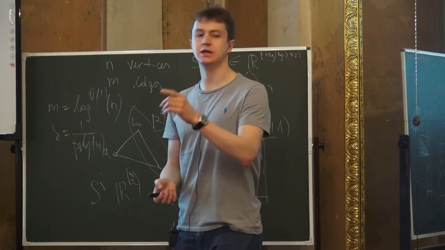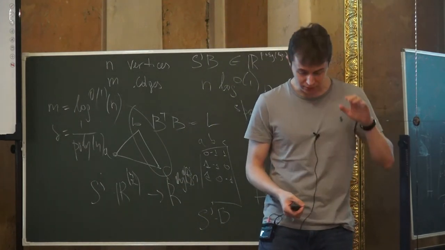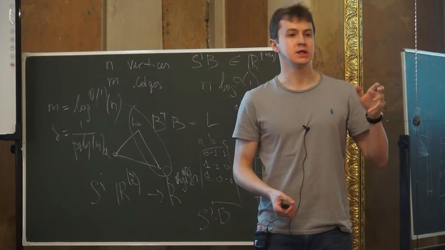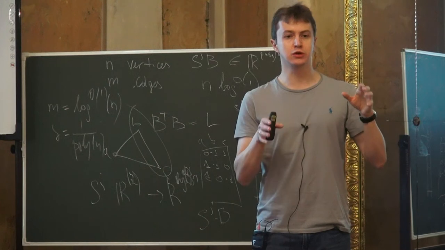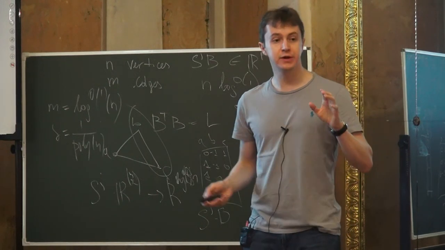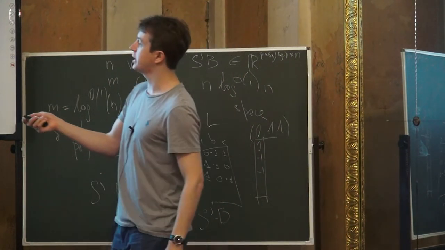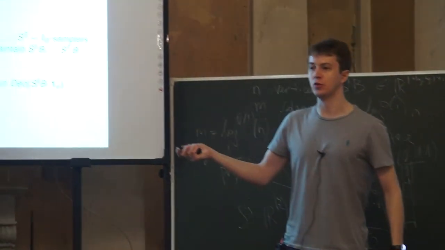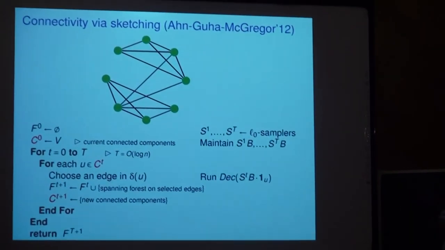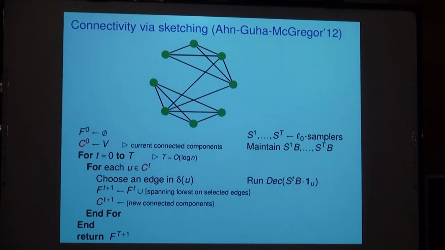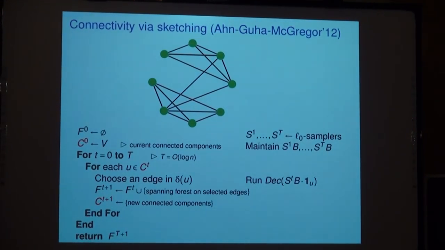Yes, exactly. So the point is that we're crucially using linearity. This is a very surprising algorithm, because note that the algorithm is adaptive. When we prepare the sketches, we don't know which connected components we will need to sample edges from. So in fact, the algorithm is a log t round algorithm.